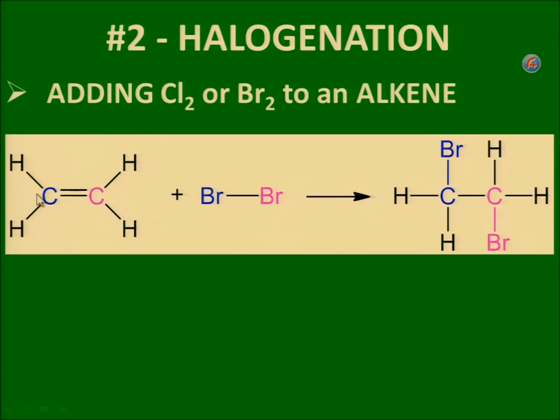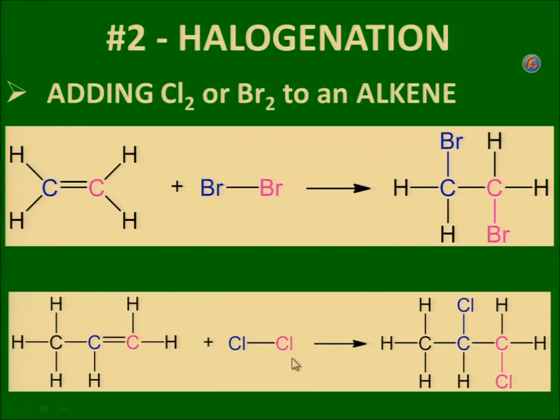Now you have an alkene here. You have a blue double bond carbon and a pink double bond carbon. You have a blue bromine and a pink bromine. And now, because it's Christmas reactions, the blue double bond carbon gets the blue bromine and the pink double bond carbon gets the pink bromine. And there you have your product.